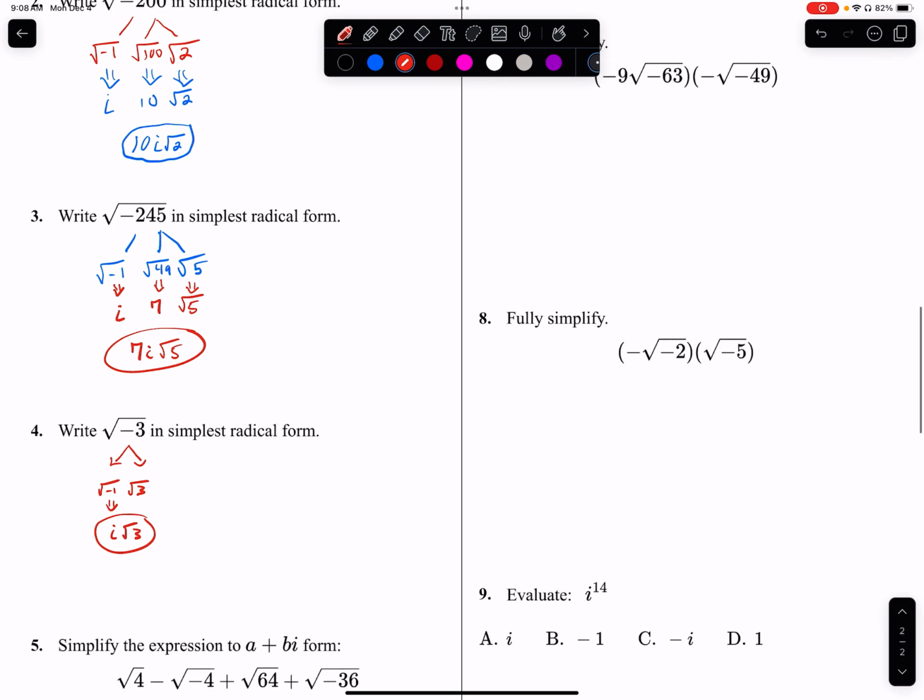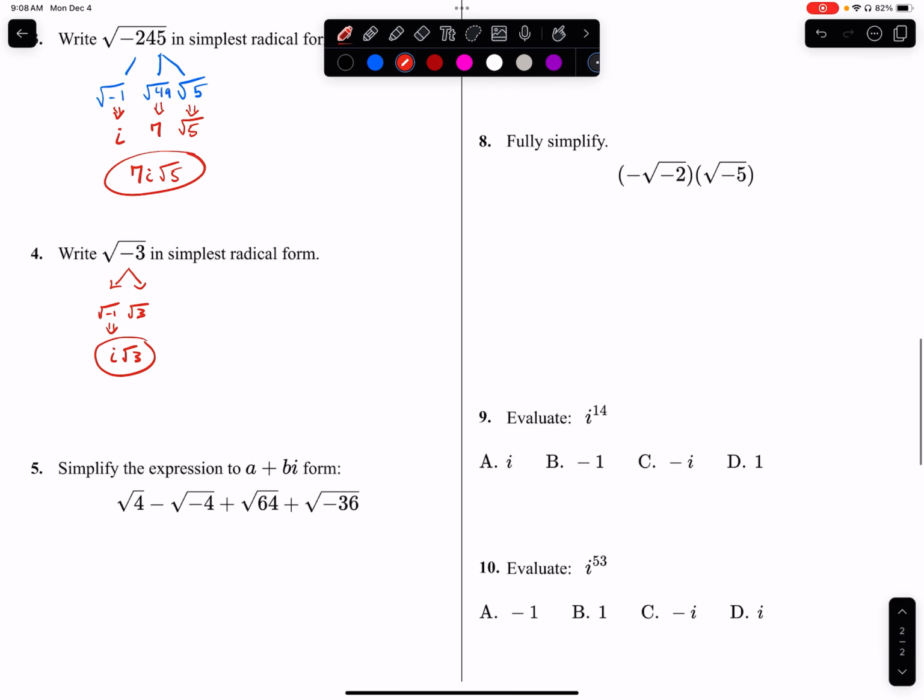Okay, so now we're going to look at how this behaves here. We want to write this in a plus bi form, meaning that the imaginary numbers can't be combined with real numbers. So let's just go through this slowly. The square root of 4 is 2, minus. Now you should know right away that the square root of 4 is 2, and then since it's negative, we have an i, plus the square root of 64 is 8, plus the square root of -36 is 6i.